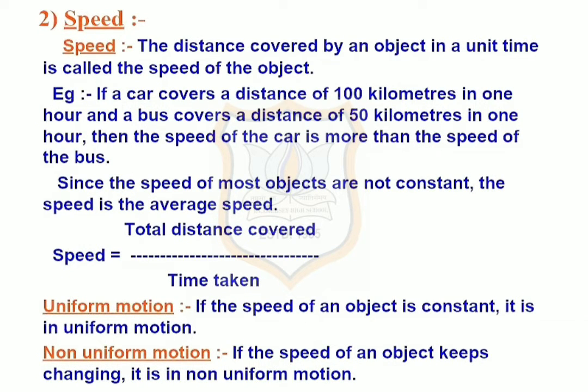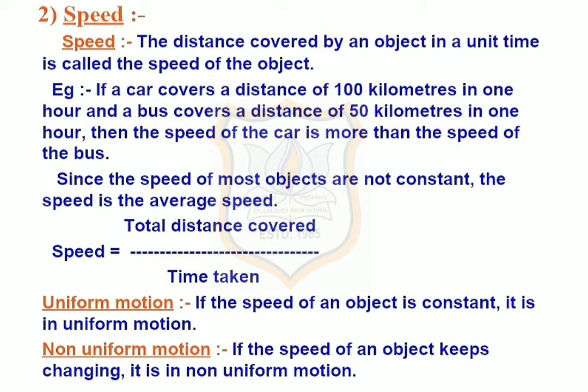So for us, the speed is the total distance covered divided by the total time taken. So we use the formula to find out the speed: speed is equal to total distance covered upon time taken.